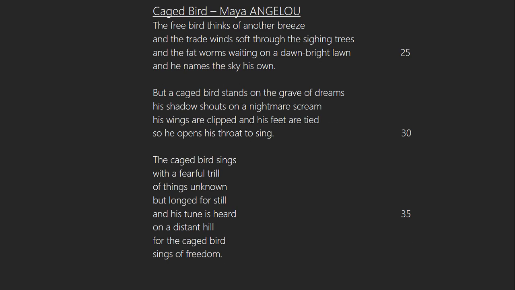The free bird thinks of another breeze, and the trade winds soft through the sighing trees, and the fat worms waiting on a dawn bright lawn, and he names the sky his home. But the caged bird stands on the grave of dreams, his shadow shouts on a nightmare scream. His wings are clipped, and his feet are tied, so he opens his throat to sing. The caged bird sings with a fearful trill of things unknown but longed for still, and his tune is heard on a distant hill, for the caged bird sings of freedom.